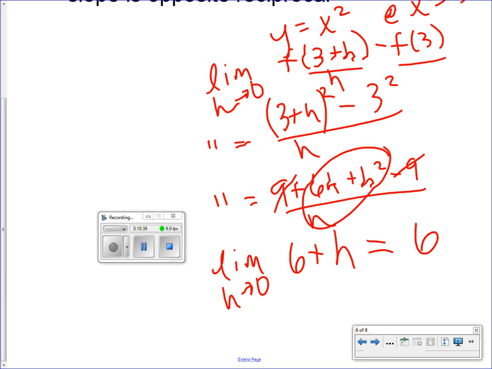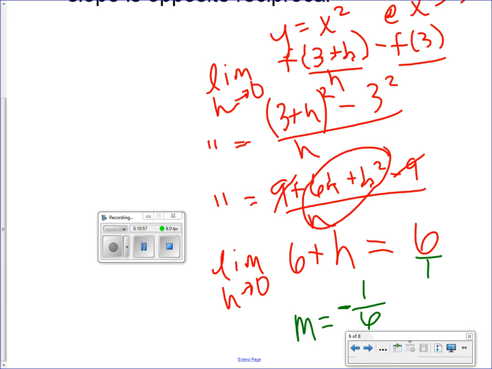So the slope of the normal line is the opposite reciprocal. You can think of 6 as the fraction 6 over 1. So the reciprocal will be 1/6. And because the tangent is positive, the normal will be negative. So the slope of the normal line is negative 1/6. So I used the same process to get the slope of the tangent line, and then I found the opposite reciprocal.